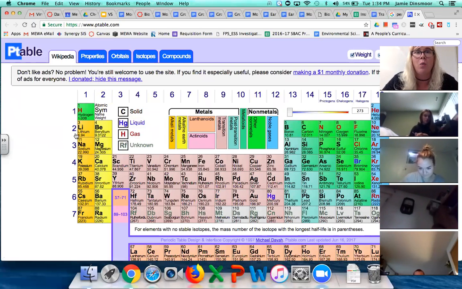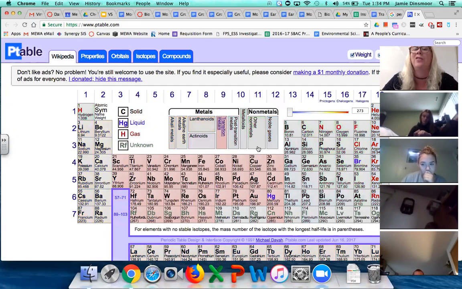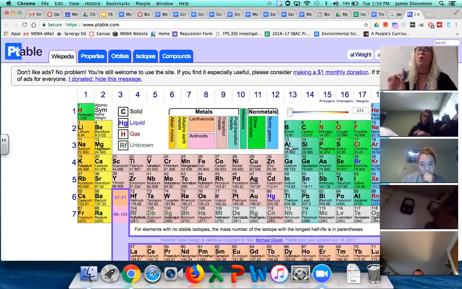We should have 1s2, that's true. Our first shell is completely full. 2s2, also true. 2p6 would take us all the way to neon. And then everyone got this last part here, which is 3s2 and 3p1. We only have one electron in that third p orbital shell.